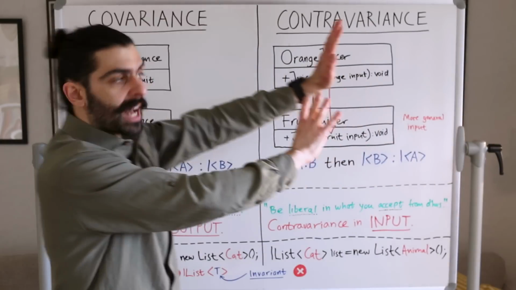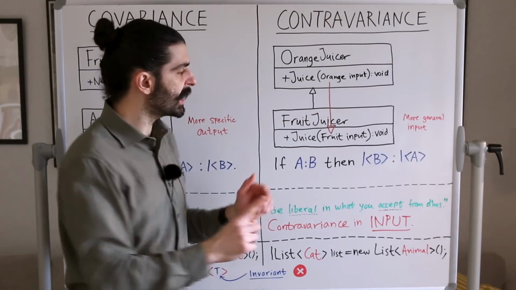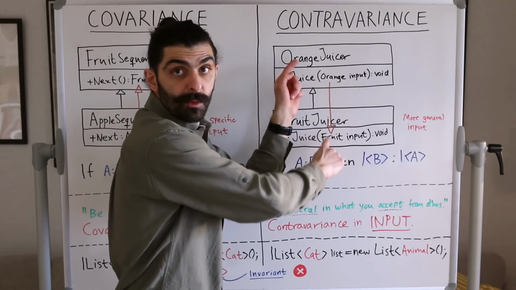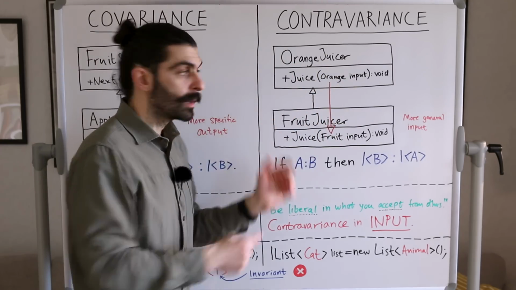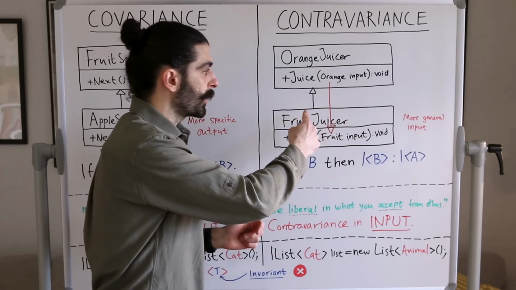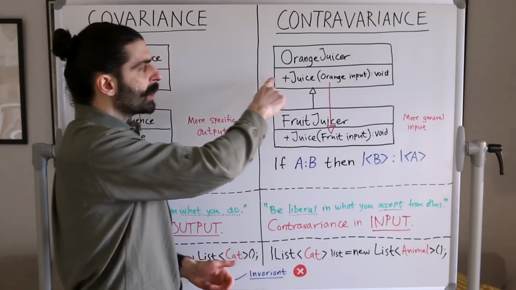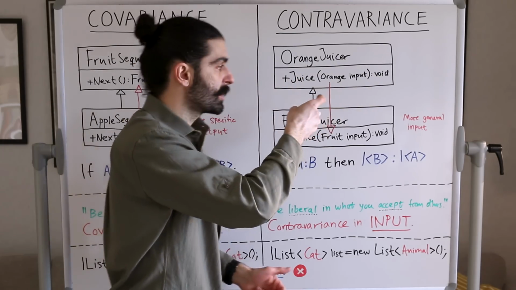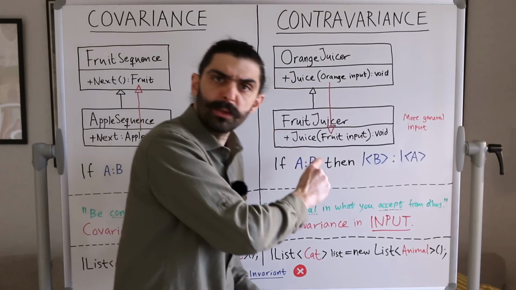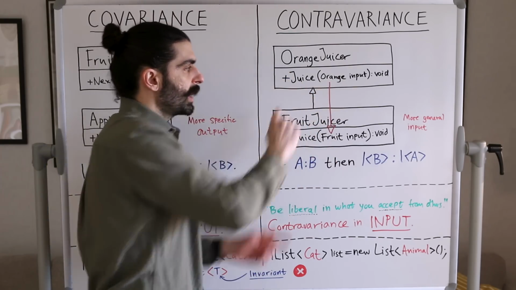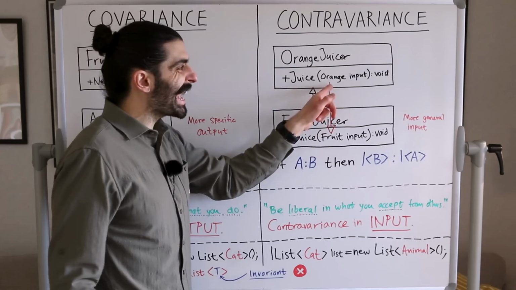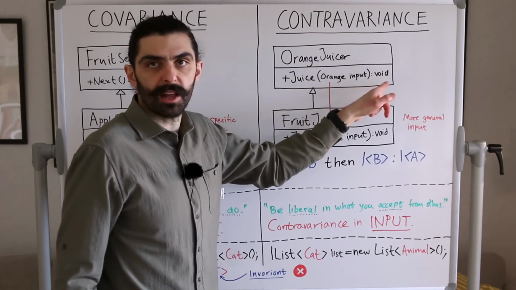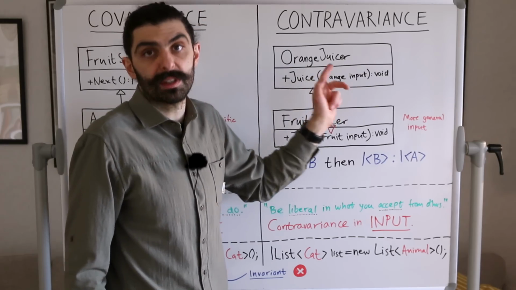Let's move to the other side, to contravariance. Notice here how the arrows, the black arrow and the red arrow, move in different directions. So in contravariance, we reverse the subtyping order of the types that we use. So here we have a supertype called orange juicer, a machine that can juice oranges, and we have a subtype called fruit juicer. So orange juicer has a method called juice that takes input of type orange, and it returns nothing. We imagine that what it does is that it juices this orange.